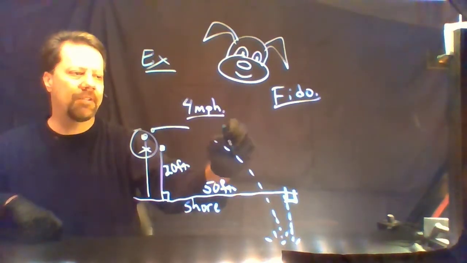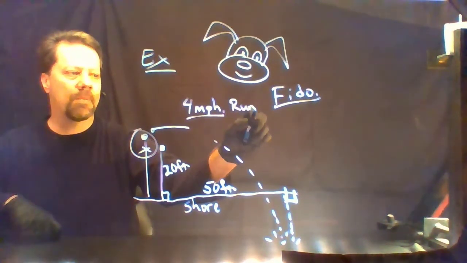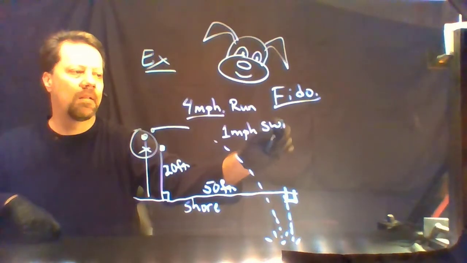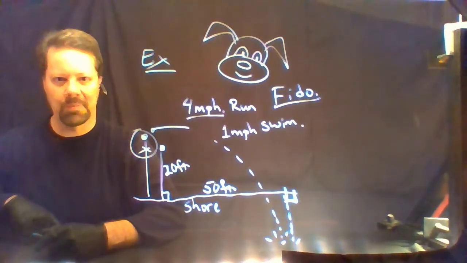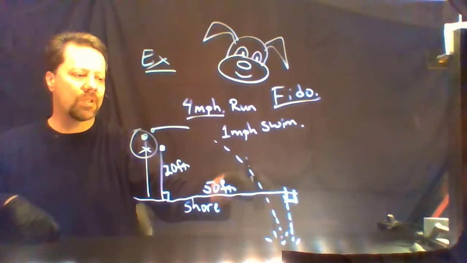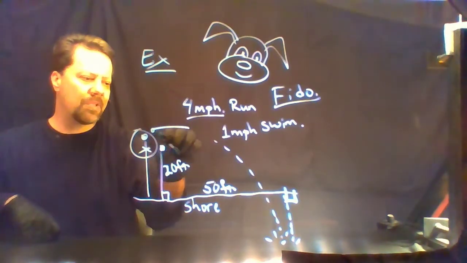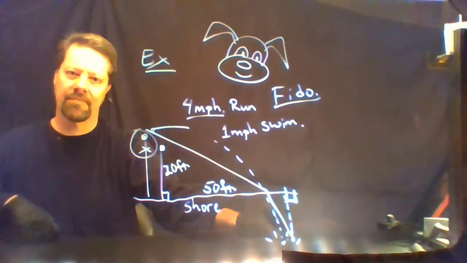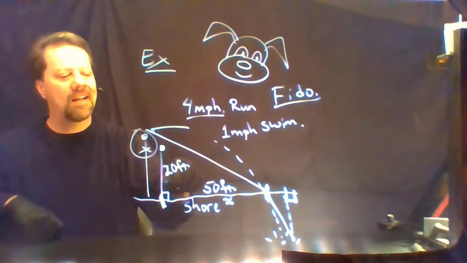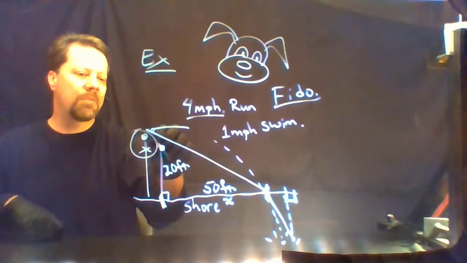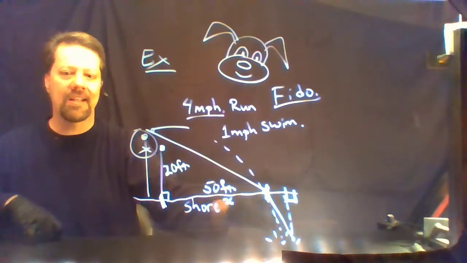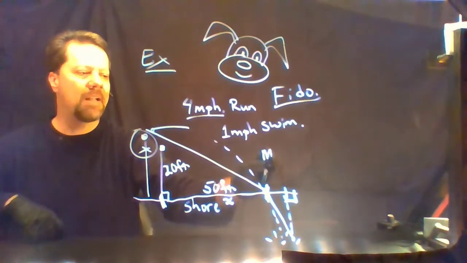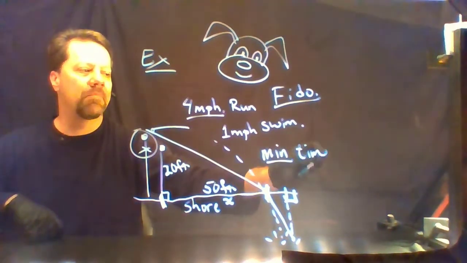Now, let's suppose that Fido can run 4 miles per hour, but he can only swim at 1 mile per hour. So he's much slower swimming. So it's better for him to cover most of the distance on the shore and then swim the remaining distance. What I want to know is, how far down the beach should Fido run before jumping into the water and swimming the remaining distance in order to minimize the amount of time it takes to retrieve the ball? So we're trying to minimize the total time.